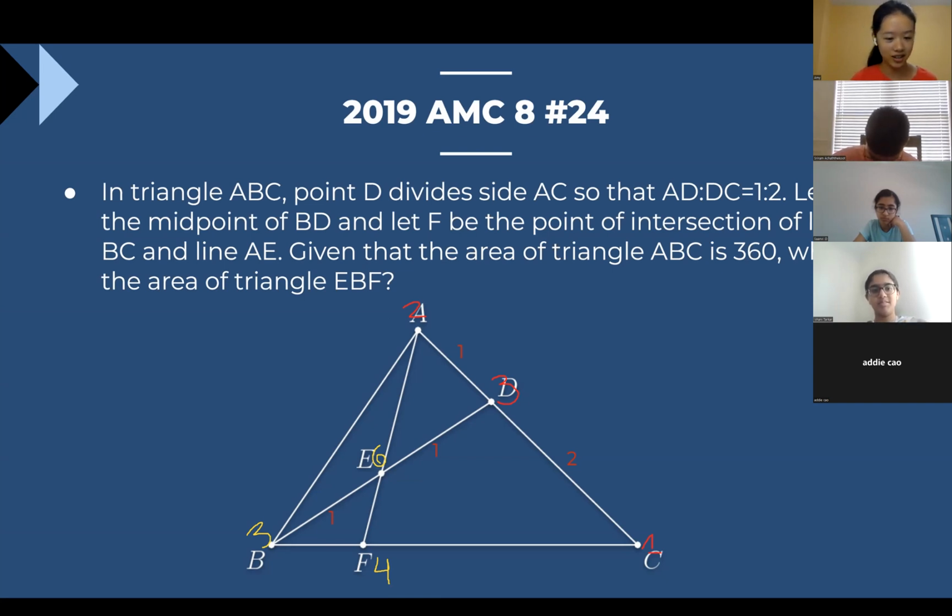You need to label the side lengths. If this were 1, then... hold on. Okay, so this would be 4, this would be 2, and this would be 1, and this would be 3. And now we have all the information we need.